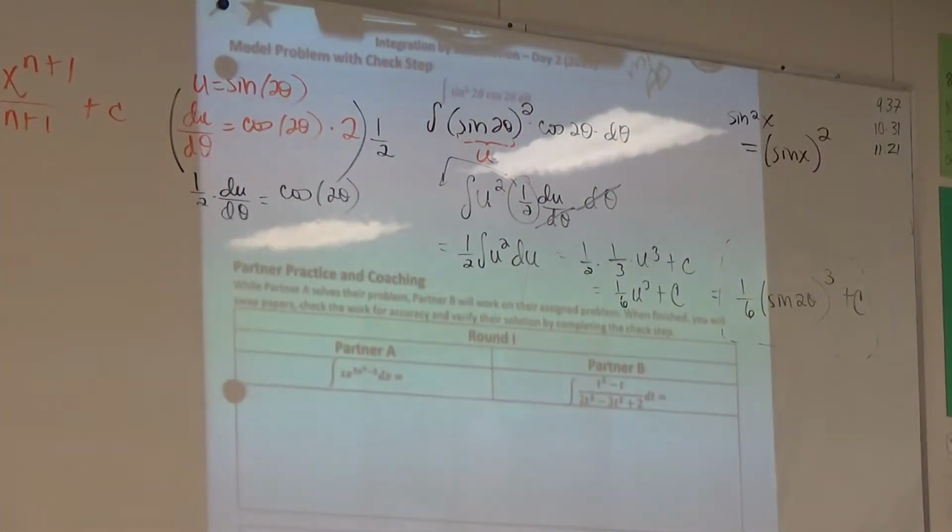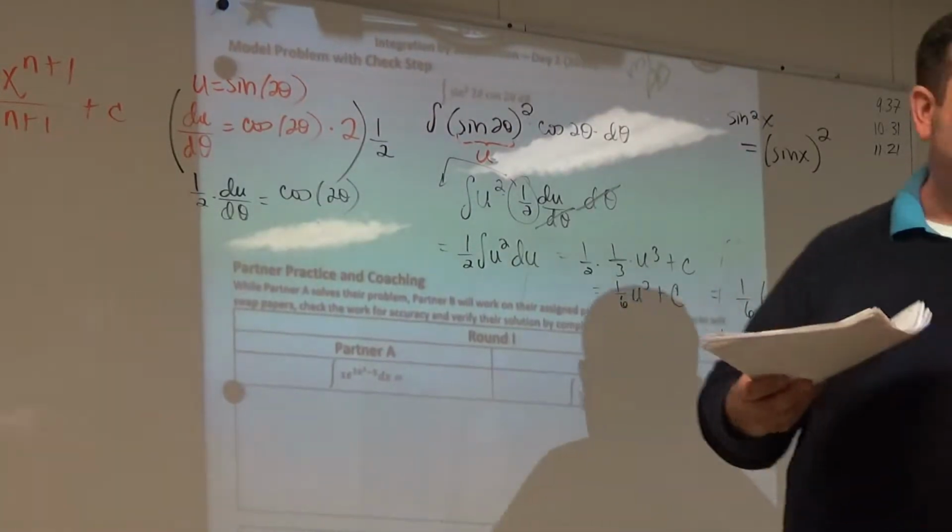Finish it off. Trade papers when you're ready so that you get feedback from your partner. I think I did it. Hold on, let me see yours. I got 1/12 times 2t. If you don't do well on the quiz on Monday, you're going to be able to blame your partner because they didn't give you good feedback.